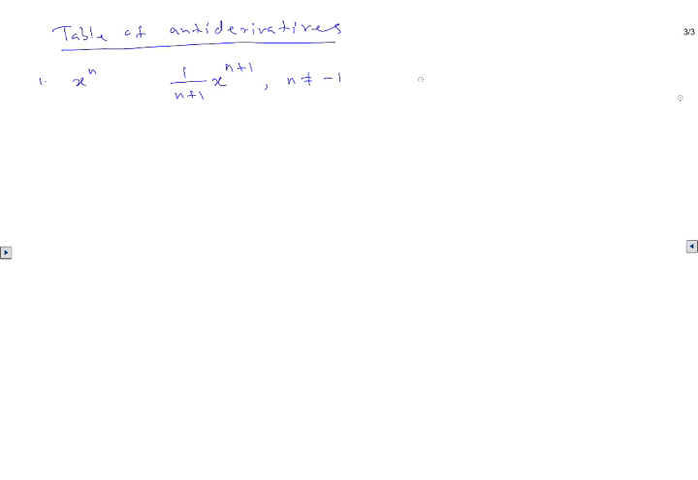If n equals negative 1, what will happen? If n equals negative 1, that means 1 over x. In the n equals negative 1 case, you're going to get ln absolute value of x. Okay. So this is not the most general one, this is just the one where you add a c there.